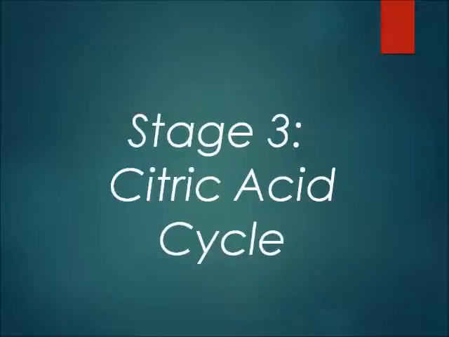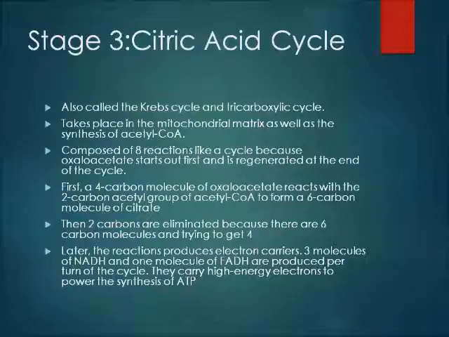The third stage of cellular respiration is called the citric acid cycle, but can also be called the Krebs cycle and the tricarboxylic acid cycle. This takes place in the mitochondrial matrix as well as the synthesis of acetyl-CoA. Composed of 8 reactions, it is a cycle because oxaloacetate starts out first and is regenerated at the end of the cycle. First, a 4-carbon molecule of oxaloacetate reacts with the 2-carbon acetyl group of acetyl-CoA to form a 6-carbon molecule of citrate. Then 2 carbons are eliminated because there are 6 carbons and they are trying to get to 4.